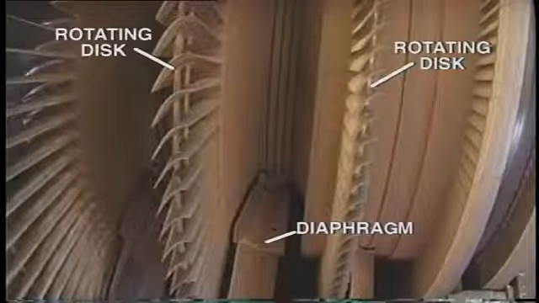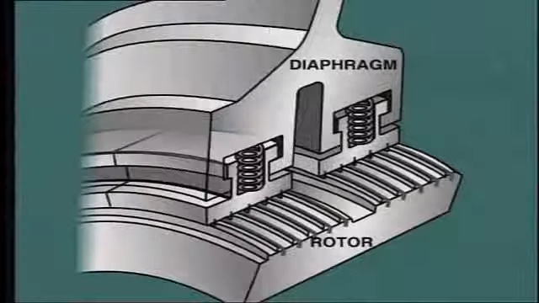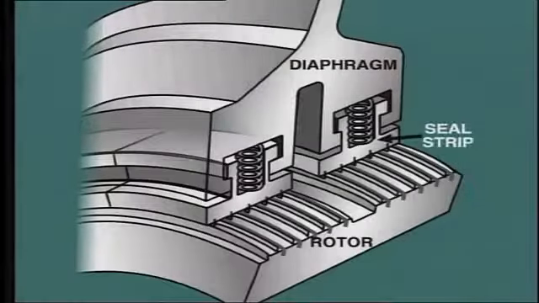The diaphragms are sized to leave a small inside clearance to allow the shaft to rotate. Seal strips are fitted at this location to prevent steam leakage. After all, we want all steam to pass through the blading, not around it. And we'll be talking about steam seals later.